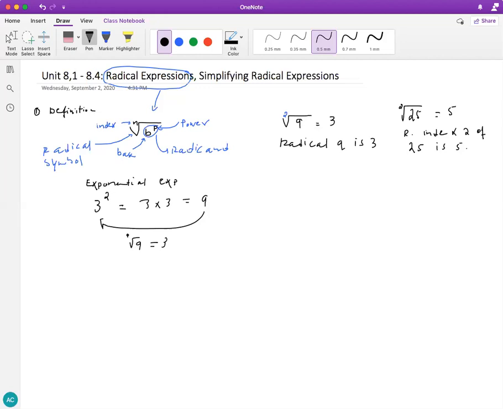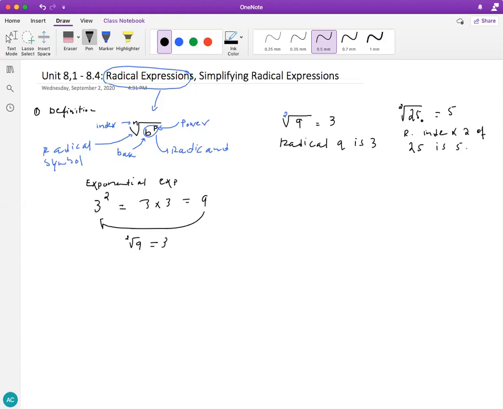In other words, the square root of 9 is 3. What number multiplies by itself twice to get 9? That number is 3. That's what we know so far. That's what we're familiar with.